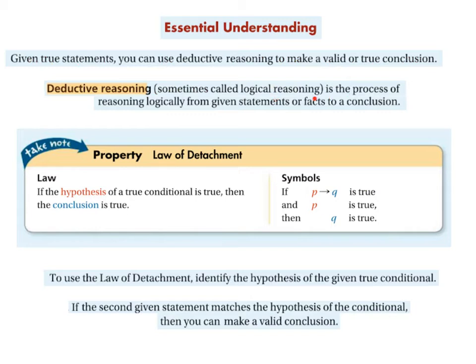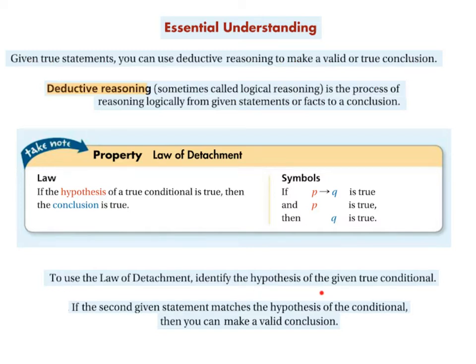Deductive reasoning, sometimes called logical reasoning, is the process of reasoning logically from given statements or facts to a conclusion. So you have to know that the conditional is true, that it's not some false conditional statement. If we are told that it's true, or we just know that it's true, then "if a polygon has four sides, then it is a quadrilateral" is a true conditional. Okay, so if we say then this polygon has four sides, then we can conclude that it is a quadrilateral. Okay, that's the basic idea of it.